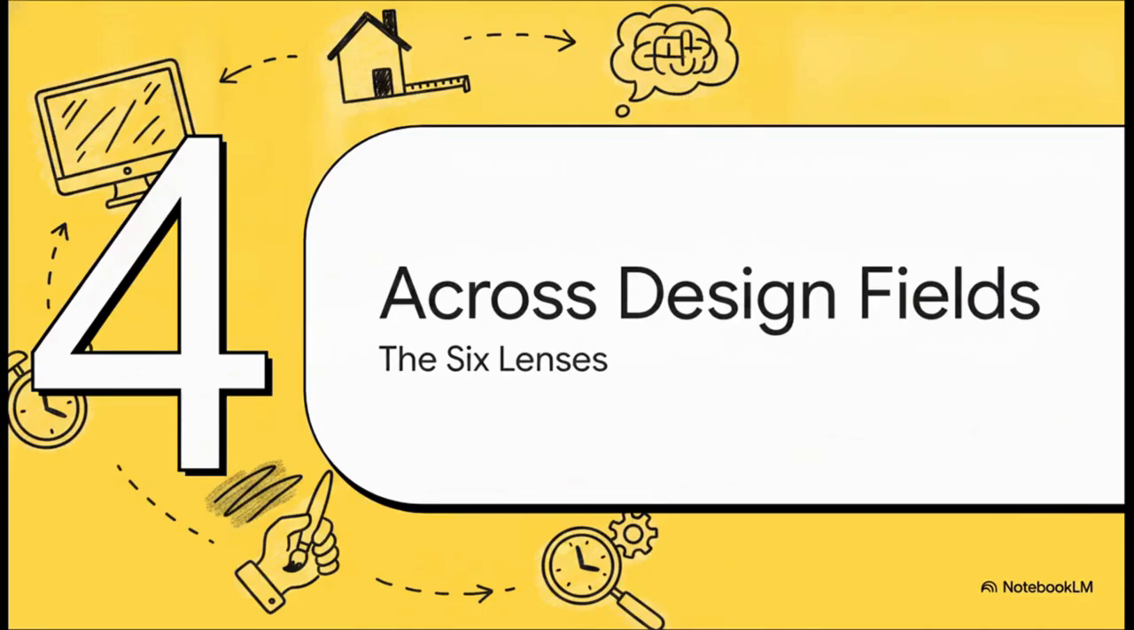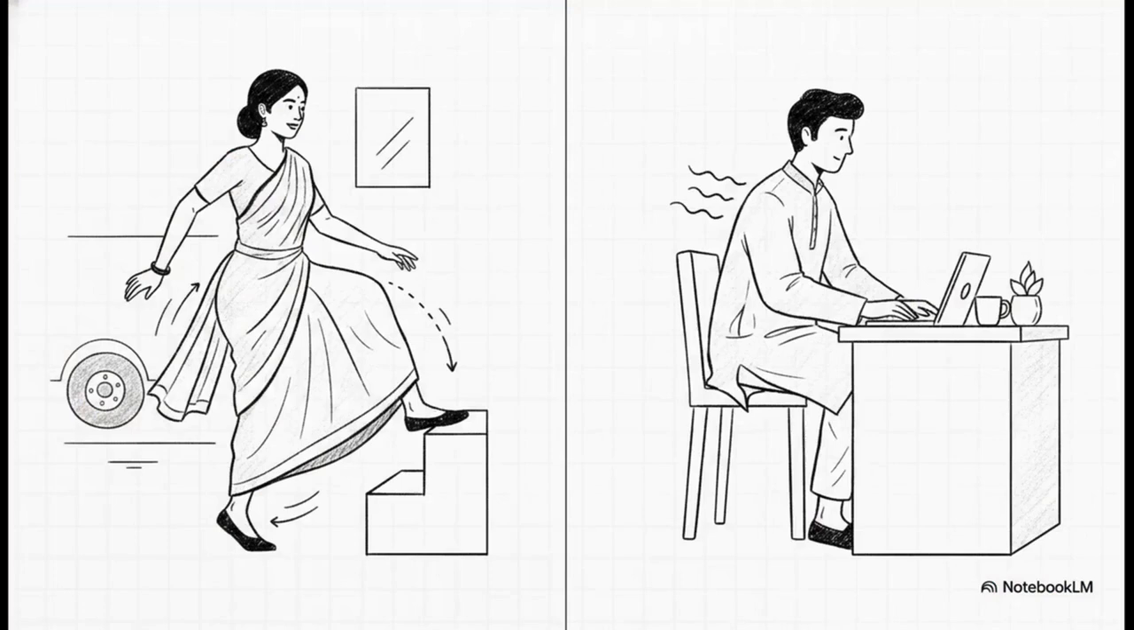All right, let's jump to Section 4, observation across design fields. We're going to look at this through 6 different lenses. Now, you might be thinking this research mindset only applies to tech or gadgets, but no way. Let's take a rapid-fire tour across 6 totally different design fields, starting with fashion.